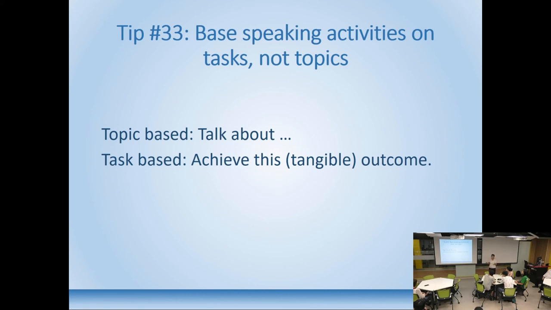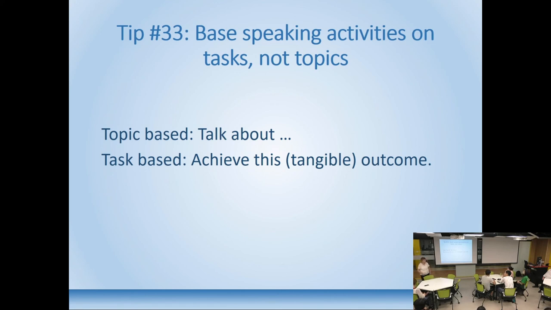Find as many answers to this question as you possibly can, share with each other. Find as many things as you possibly can which you have in common. Typically, the task-based discussion activity does not include the word talk at all. It simply includes the word find, decide, rate, choose. And it's a task, however, which they cannot do without talking.